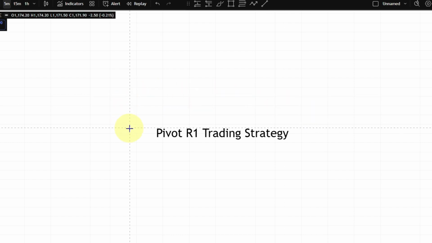Today we are going to learn a beautiful strategy called the pivot R1 trading strategy. This is going to be a trend following strategy. In a trending market, we can earn a big amount of profit by using this trading strategy. So without any further ado, let's learn this trading setup.